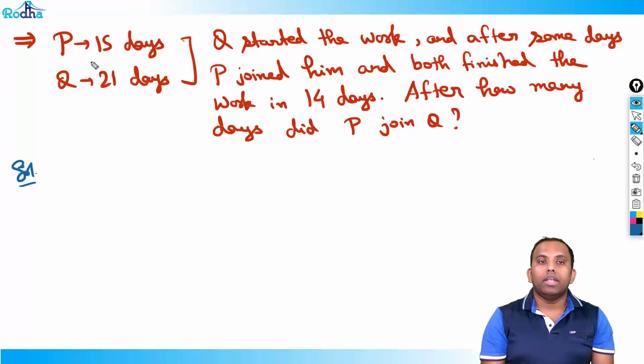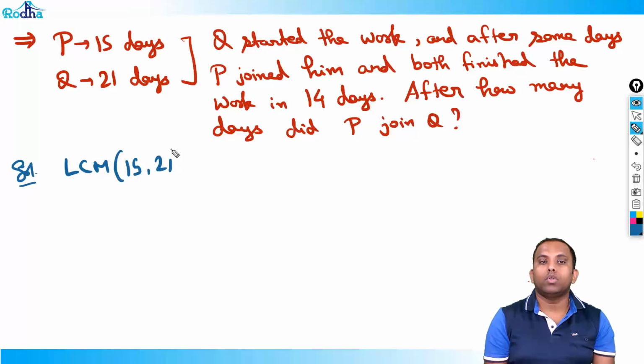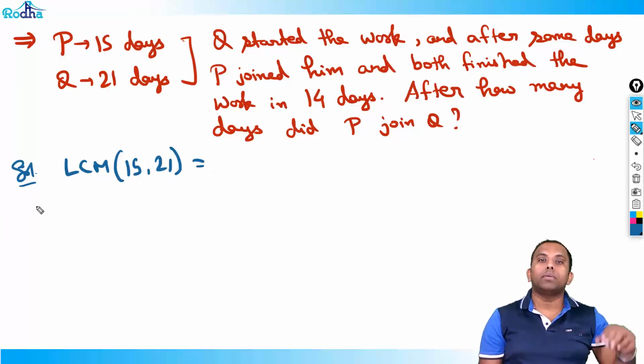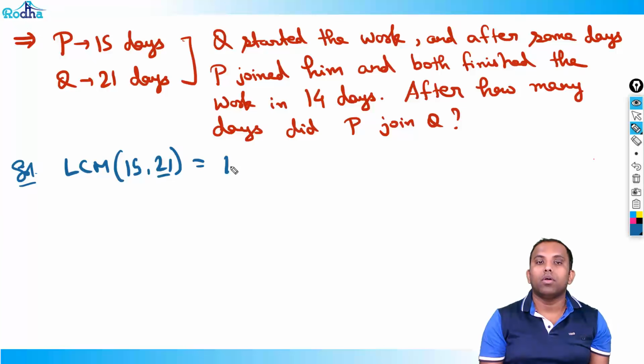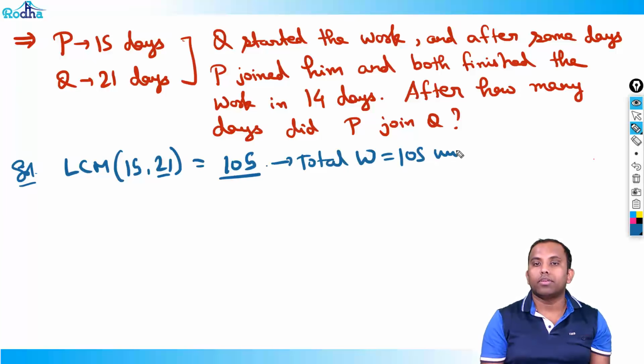So P can do a work in 15 days, Q can do a work in 21 days. Take the LCM of 15 and 21. Again, two ways of finding LCM. One way, just read the multiples of 21 and see where it matches 15. A multiple of 15 ends in either 0 or 5, so look for a multiple of 21 ending in 5. 21 times 5 is 105. Straight away it matches with 15. So 105 is the LCM. That means I'll assume the total work to be 105 units.